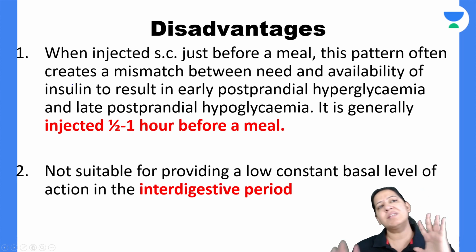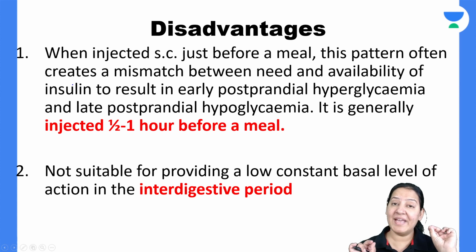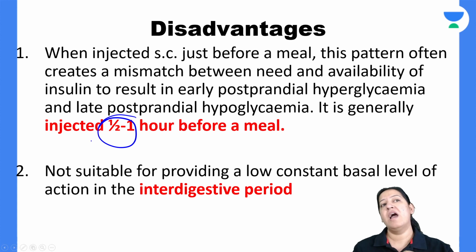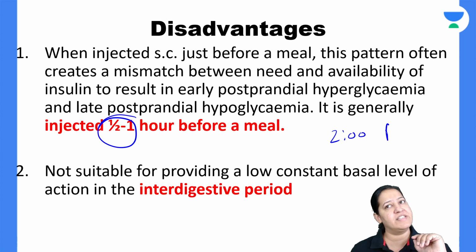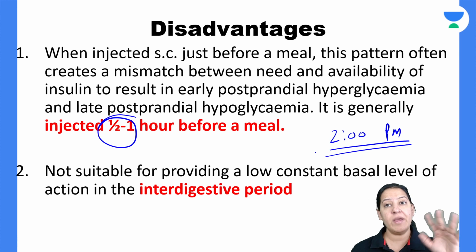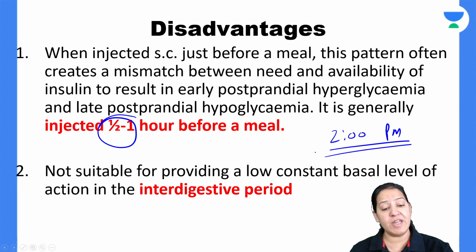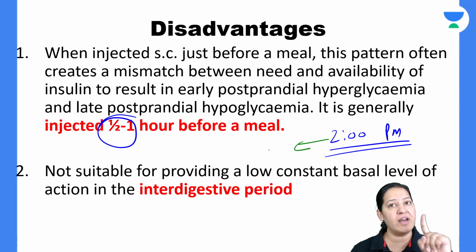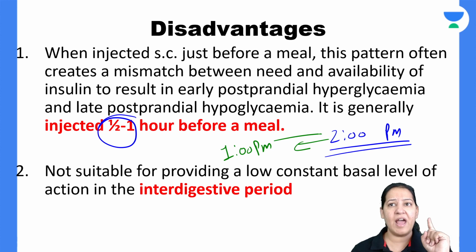What is the disadvantage? The biggest disadvantage is that you have to give the injection half an hour to 1 hour before your meal. Now it is not very convenient for a busy life. Just suppose I am a diabetic person on regular insulin, a short acting insulin. I take my lunch at 2 o'clock every day. If I am on regular insulin, I have to take insulin 30 minutes or 1 hour before that. So I have to take insulin at 1 p.m. After 1 hour, I have to take the lunch.